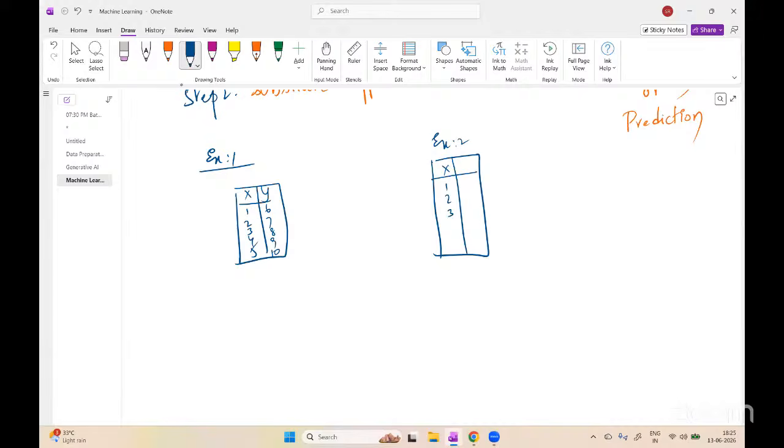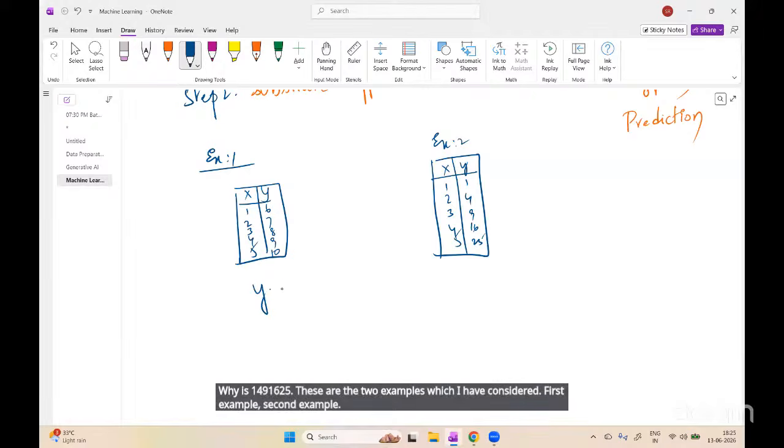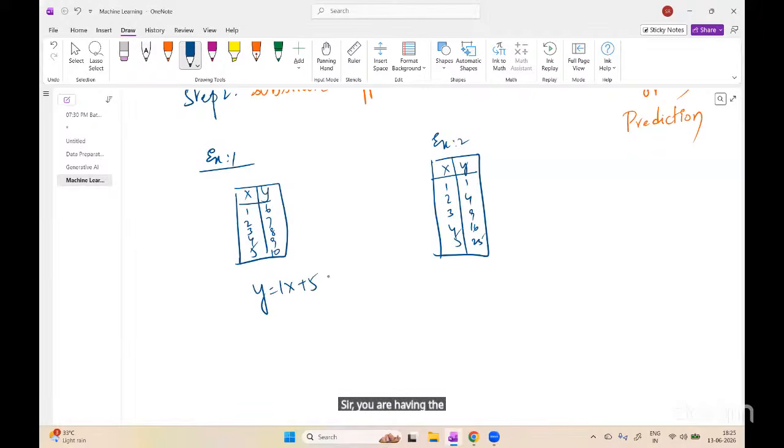X is 1, 2, 3, 4, 5. Y is 1, 4, 9, 16, 25. These are the 2 examples which I have considered. First example, second example. Sir, you are having the infinite number of equations, right? Why you have selected this equation only? Infinite equations are there, na?